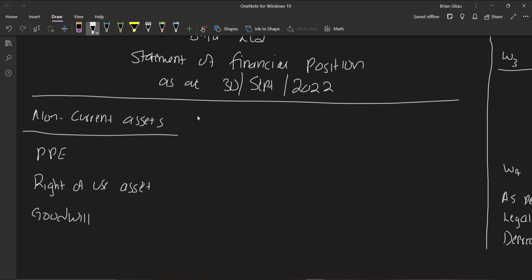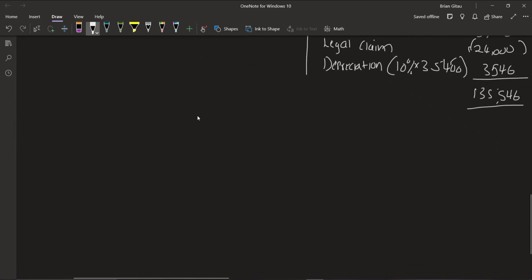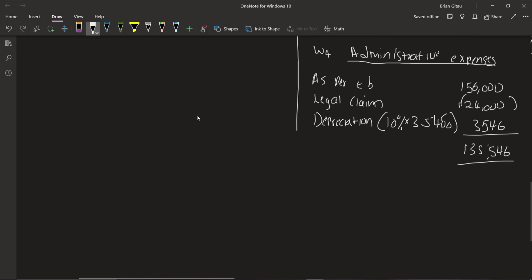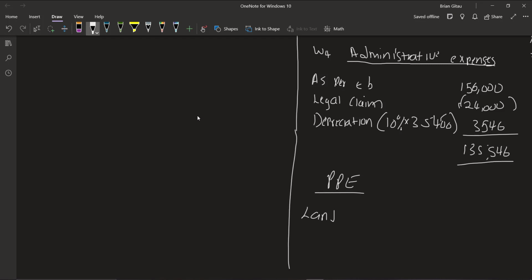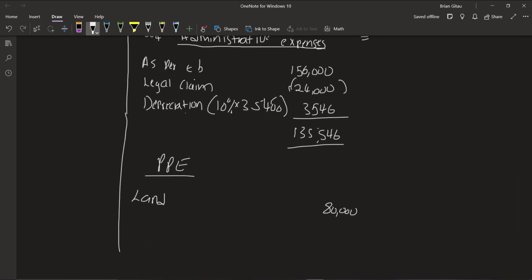So we start with the property, plant, and equipment. From the property, plant, and equipment, we have a total of 3 assets: land, buildings, and plant. So let's go ahead and do a working for the same. We have land. We are given a valuation of 80 million on land. We also have buildings, and the valuation is 108.